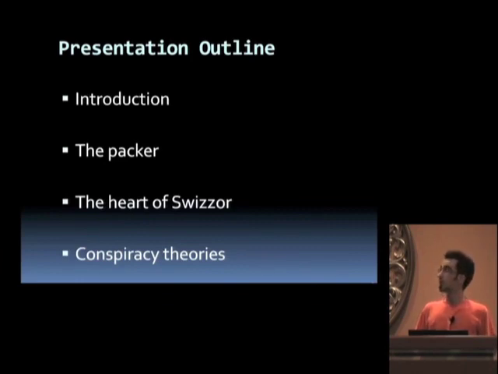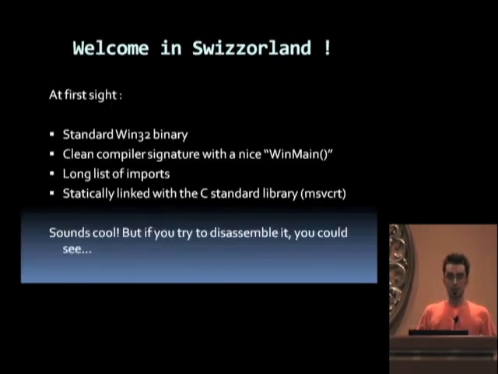So let's introduce the Switzer binary. If you check a Switzer binary, you will see that it's a very standard Win32 binary, clean compiler signature, nice WinMain. There is always a long list of imports. It's also always statically linked with the C standard library. So that sounds pretty cool for a hardware.